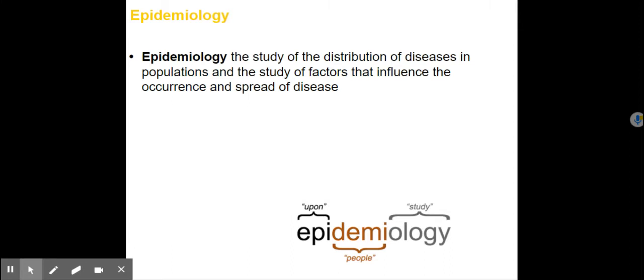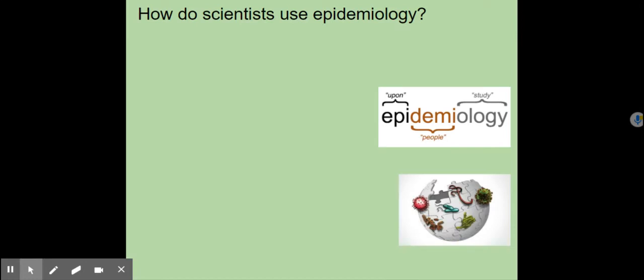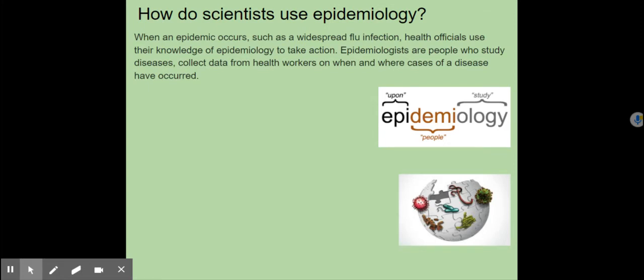Epidemiology is the study of the distribution of diseases in populations and the study of factors that influence the occurrence and spread of disease. How do scientists use epidemiology? When an epidemic occurs, such as a widespread flu infection, health officials use their knowledge of epidemiology to take action.